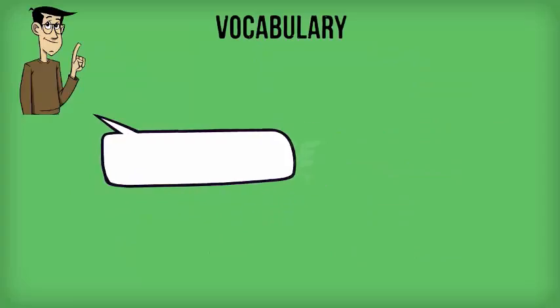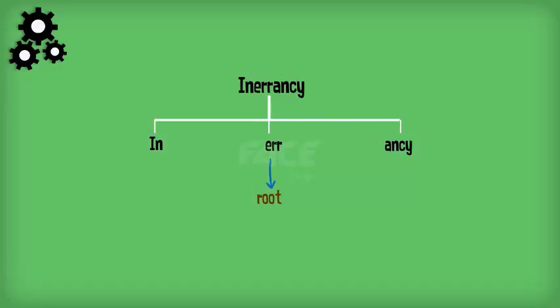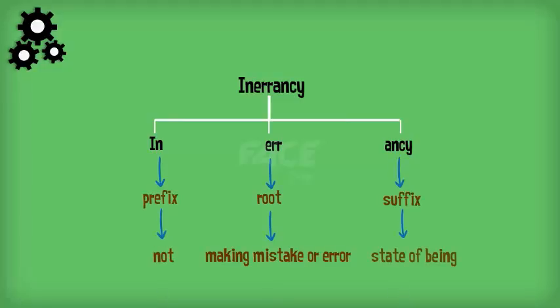To understand the use of root words, prefixes and suffixes, consider the following example. Inerrancy. On splitting the word, we notice that the root word is er, which is related to making a mistake or an error. The prefix in means not. The suffix nc means the state of being. Hence it can be inferred that inerrancy means not having errors or error-free.